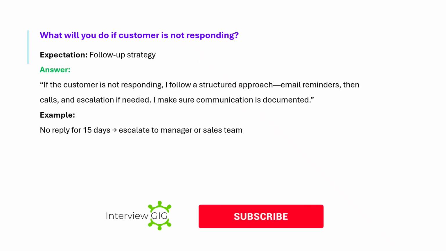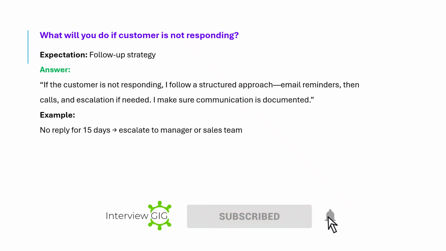What will you do if customer is not responding? Expectation: follow-up strategy. Answer: If the customer is not responding, I follow a structured approach: email reminders, then calls, and escalation if needed. I make sure communication is documented. Example: no reply for 15 days, escalate to manager or sales team.